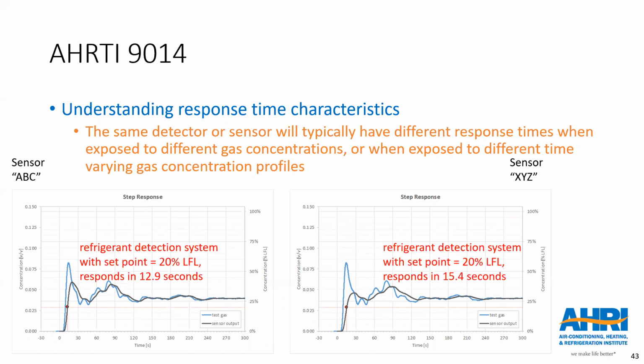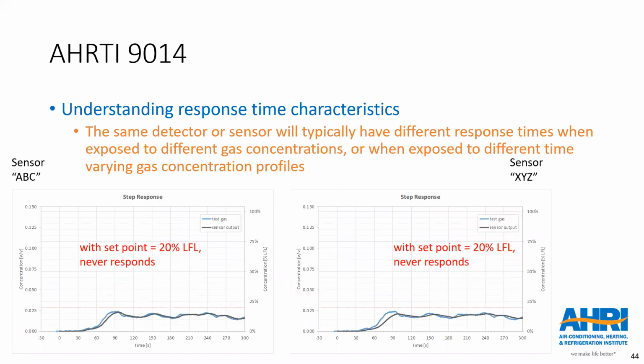But if using the same set point of 20% of LFL, the response time to provide an indication of refrigerant is increased for sensor XYZ. However, it's not double the time. And this is due to the rate of change of the test gas concentration being much less than the idealized step change. And in the case of installing either one of these sensors in a different location, such as the other example with a lower concentration level, neither sensor would indicate the presence of refrigerant because the concentration remains below the set point, and therefore the response time is infinite, in other words.